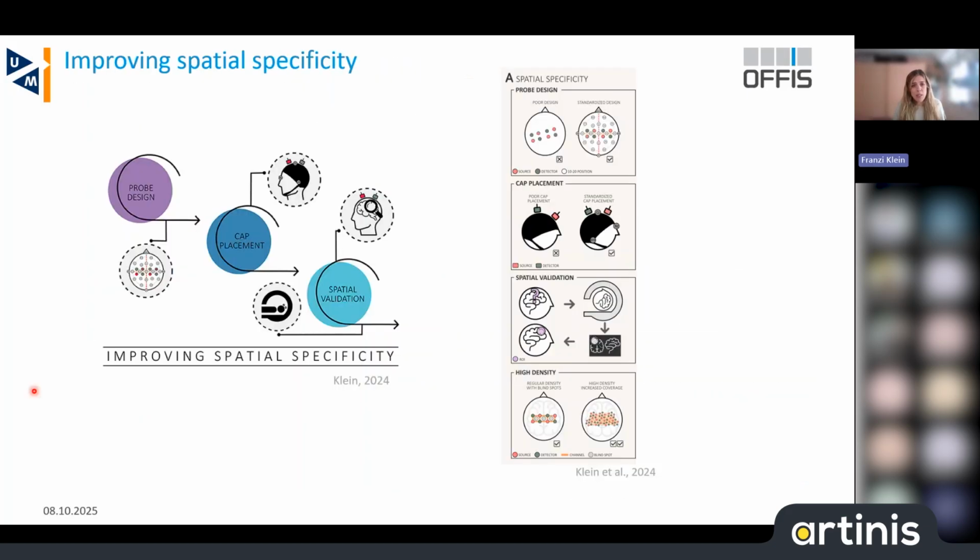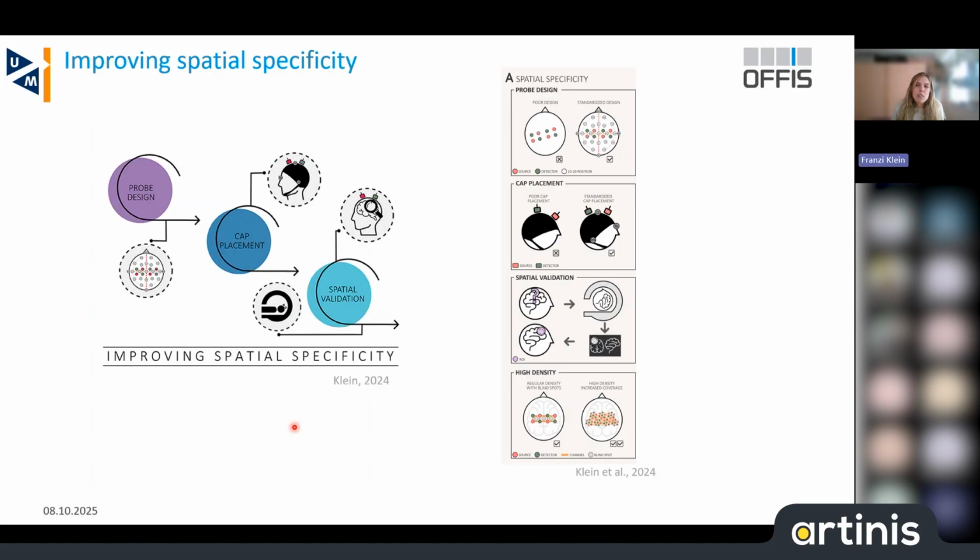I would like to start with improving spatial specificity. Improving spatial specificity is something that is an important part for all fNIRS applications, not only for real time, but for real time it also has a big impact if you think about these things from the beginning of your experiment.